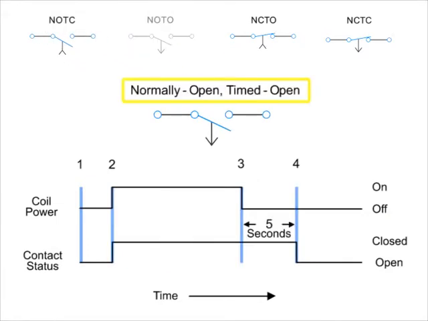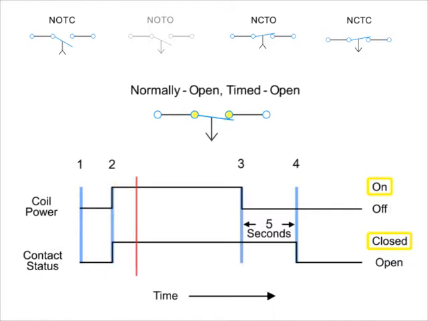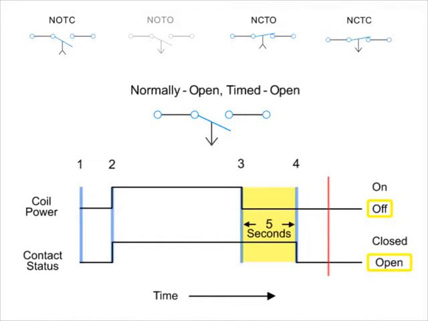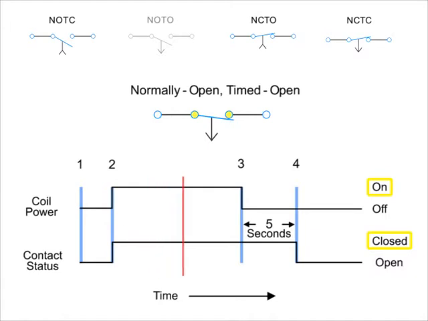Next, we have the normally open, timed open contact. Similar to the normally open, timed closed contact, this type of contact is normally open when the coil is unpowered or de-energized, and closed by the application of power to the relay coil. However, unlike the NOTC contact, the timing action occurs after the coil is de-energized for 5 seconds. Thus, the contacts close immediately when the coil is energized and open 5 seconds after the coil is de-energized.